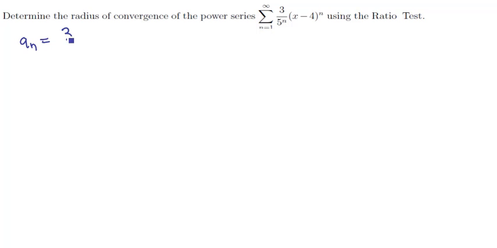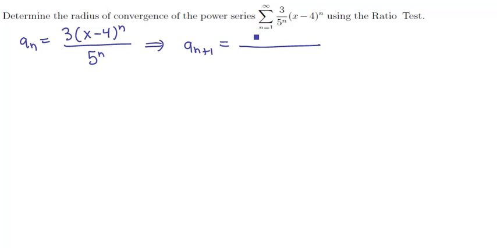Well, that's going to be 3 times x minus 4 to the nth power over 5 to the n. I'm writing it as a fraction because I know I'm going to want to flip it later on. That means the n plus first term is going to be 3 times x minus 4 to the n plus 1 over 5 to the n plus 1. Remember, we're replacing the n's by n plus 1, not the x's.